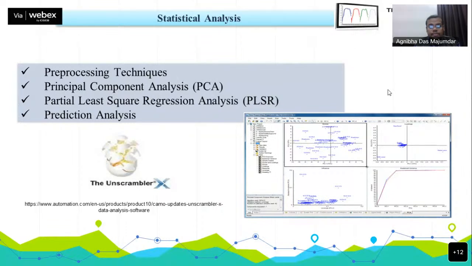So this software is basically sold by the company CAMO. CAMO has sold this software. The software name is Unscrambler X. With this software, you can do this kind of statistical analysis.